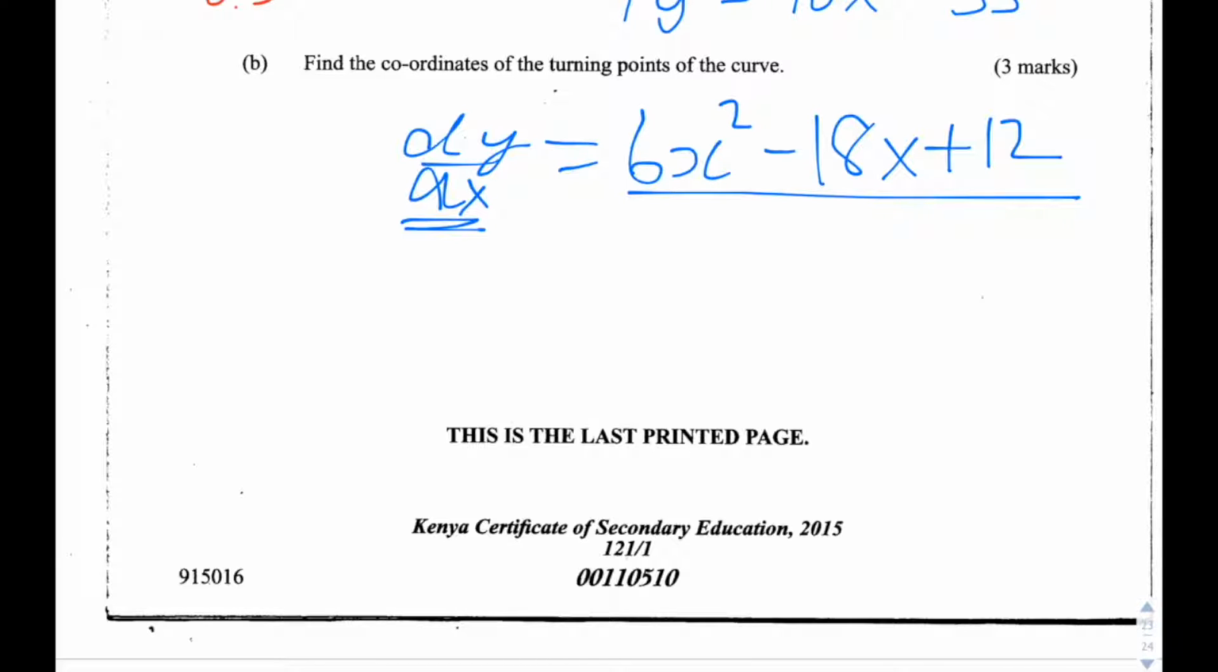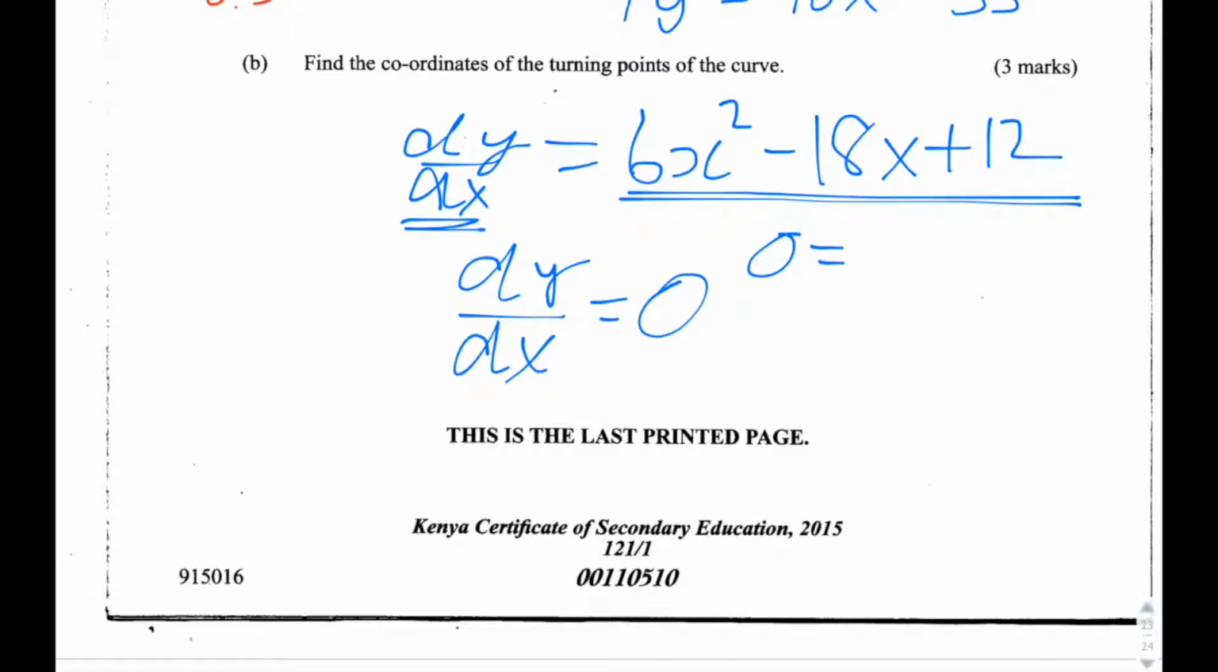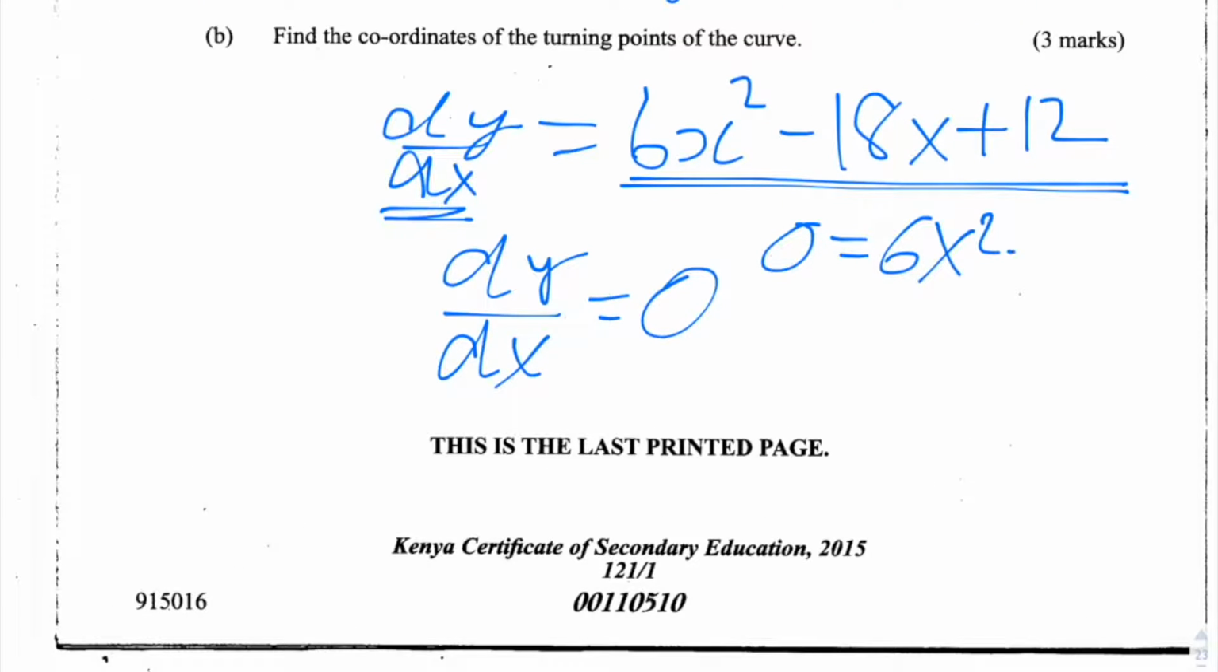So we're going to have to use dy by dx, and we're looking for a point where dy by dx is equal to 0. So when dy by dx is equal to 0, we have a stationary point, and if x is increased or x is decreased, the dy by dx is either going to go positive or it's going to go negative. So we're going to have to equate this quadratic equation to 0 and then solve for x. So 0 is equal to 6x squared minus 18x plus 12.